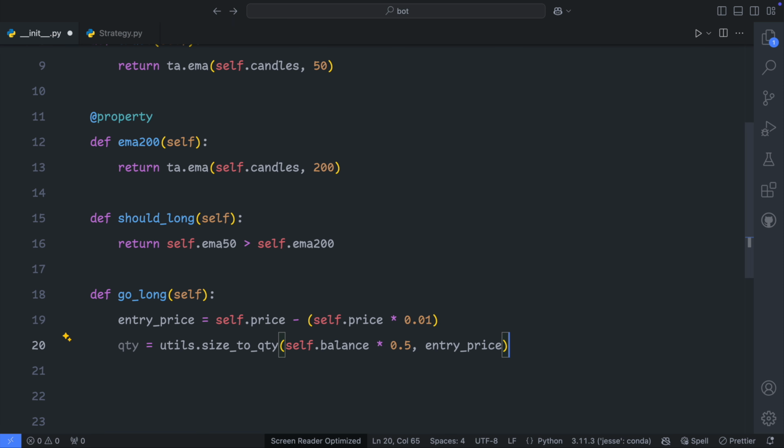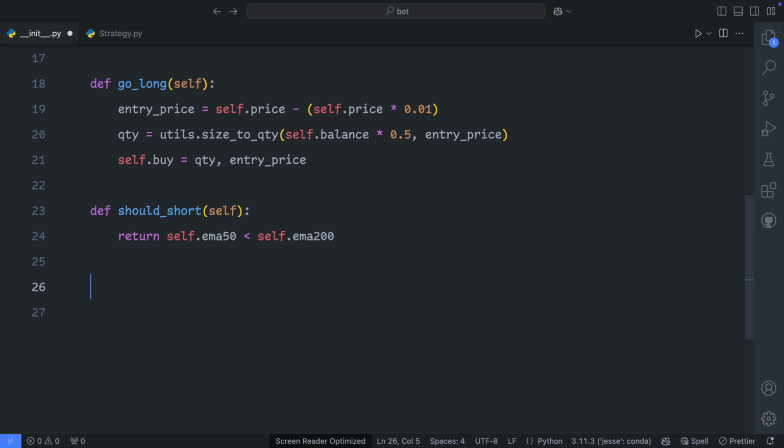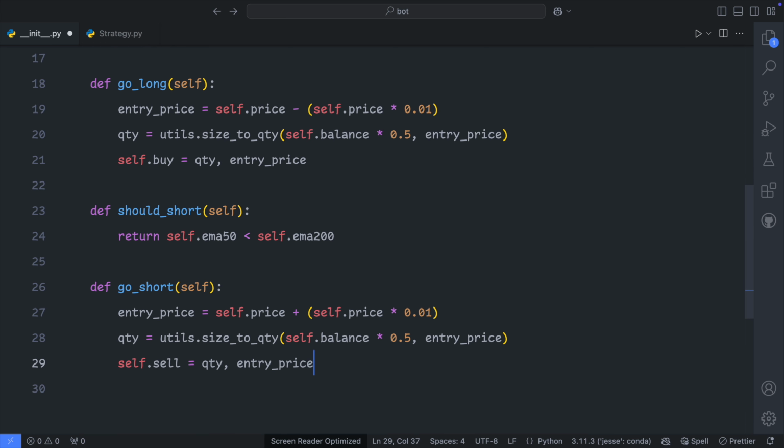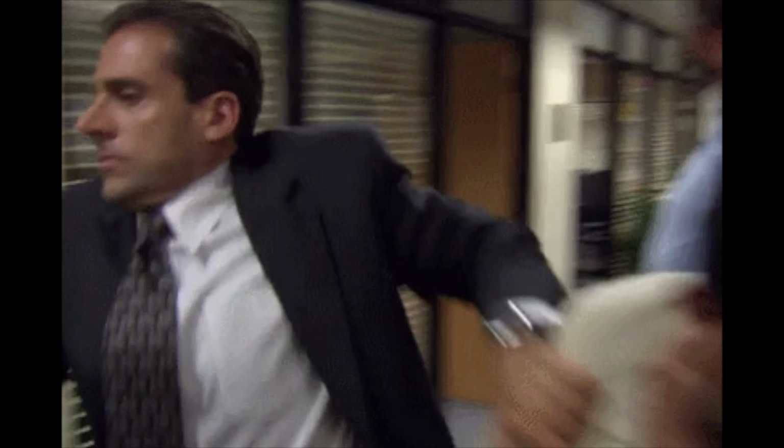Now to submit the order, all we need to do is to say self.buy equals quantity and then the entry price. If the instrument we're trading supports shorting, then we can define the opposite for short positions. But what about exiting this trade?